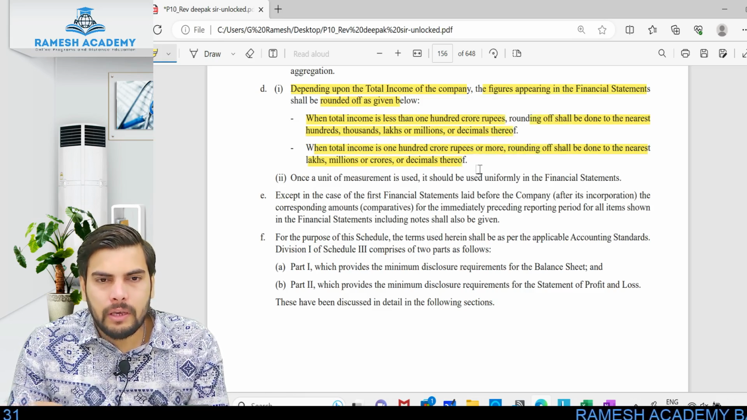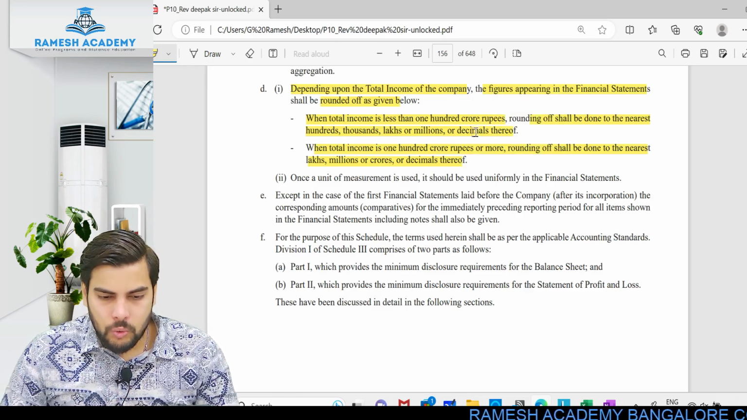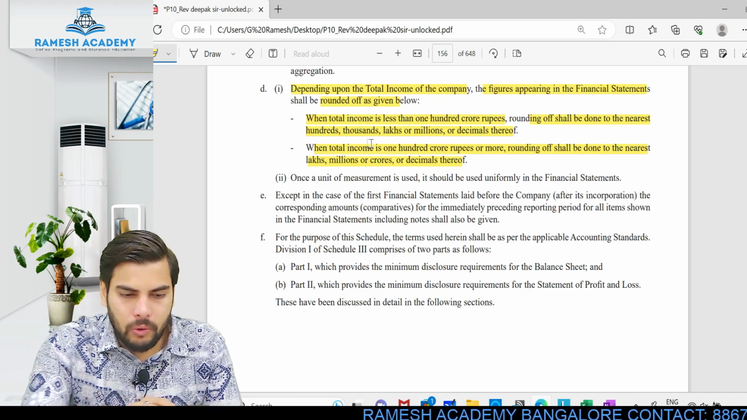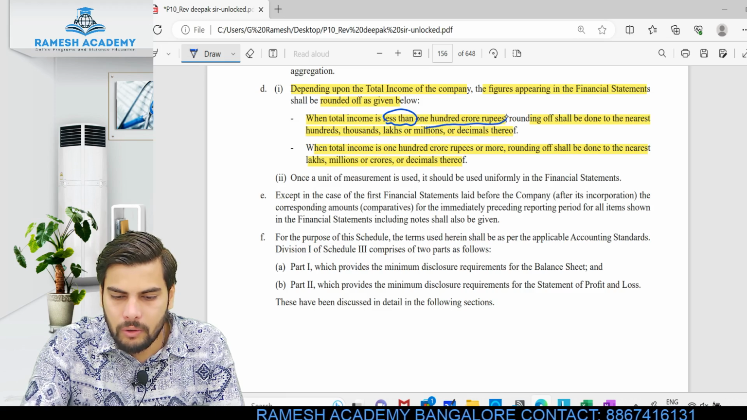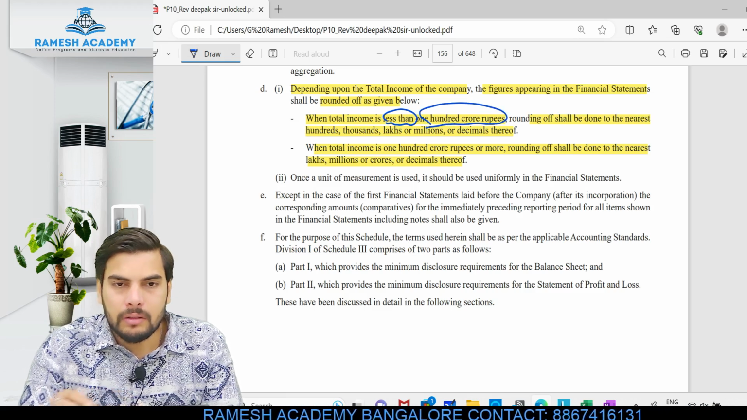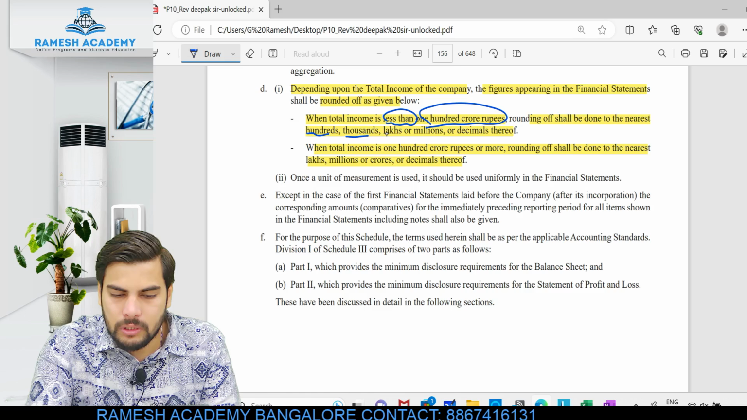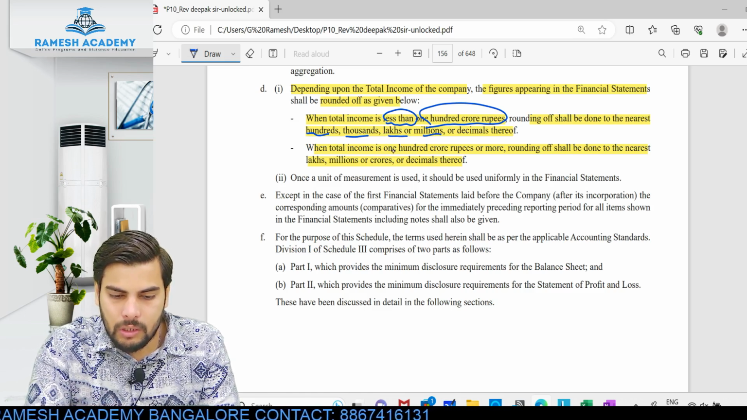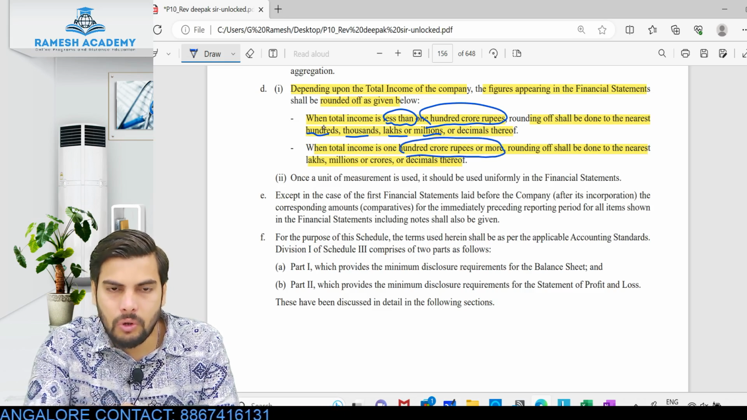So effectively over here they are talking about this particular round off provision. What are they talking about? This would depend upon the total income. If the total income is less than 100 crore, look at this, at that point of time the figures will be rounded off to the nearest what? Nearest hundreds, thousands, lakhs or millions. That's all. But if the total income is 100 crore or more, the round off, look at this, does not start with hundreds.